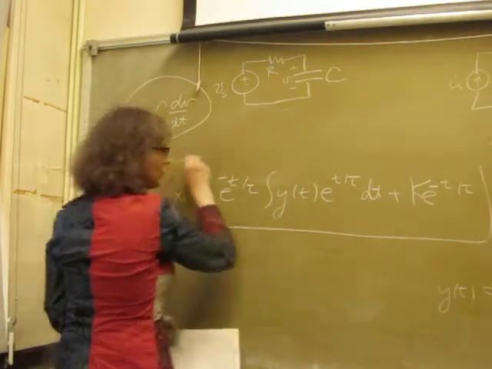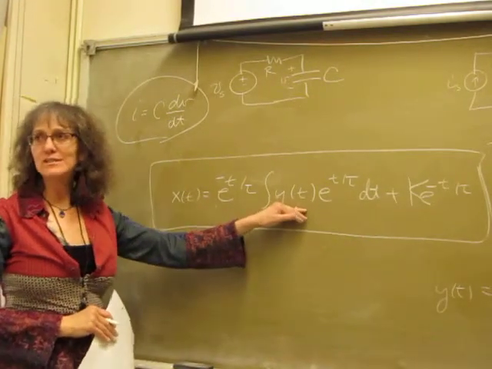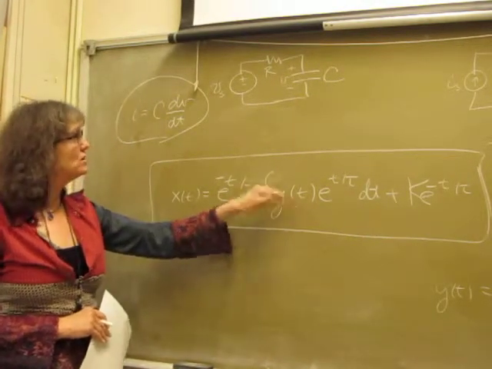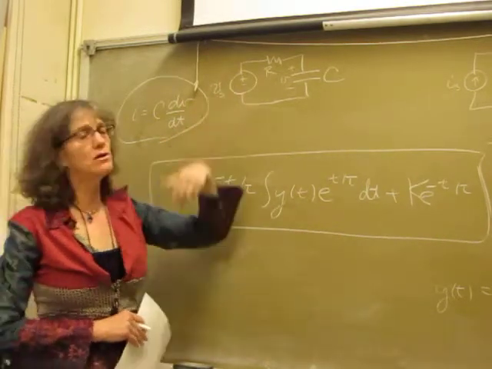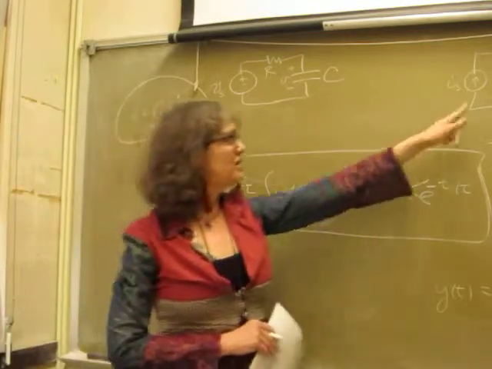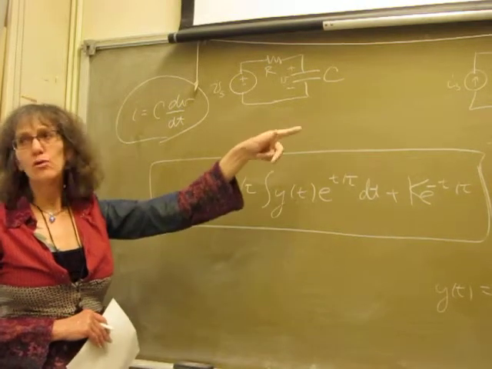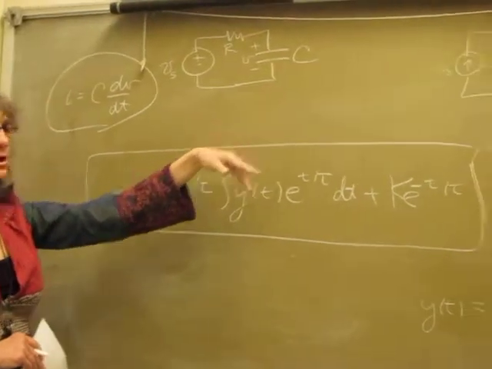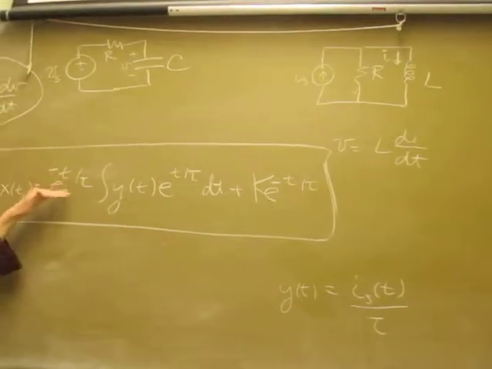Okay, there's the formula. So of course you're going to have to know what y of t is. I'm glad you asked that. So what's y of t? If you're using this circuit, y of t is Vs over tau. If you're using that circuit, y of t is I over tau, but in that case, tau is L over R. All right? And so the rest of this is pretty clear.